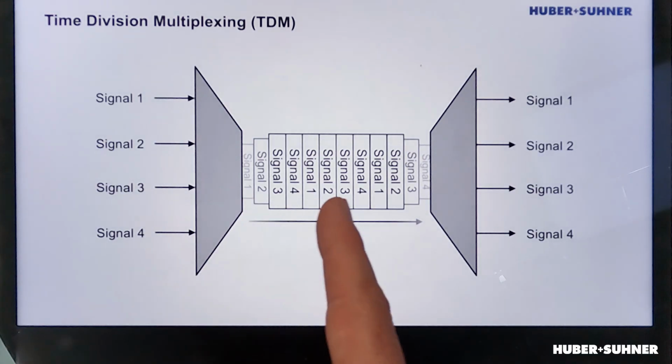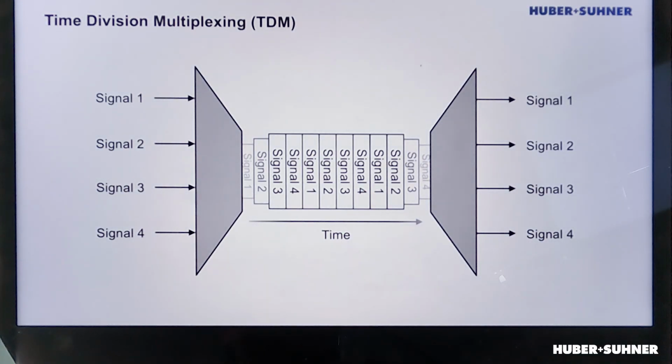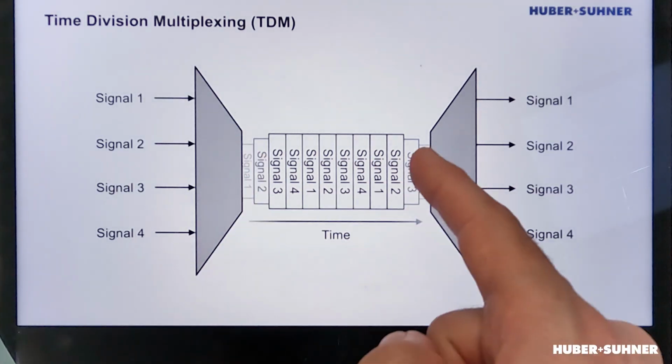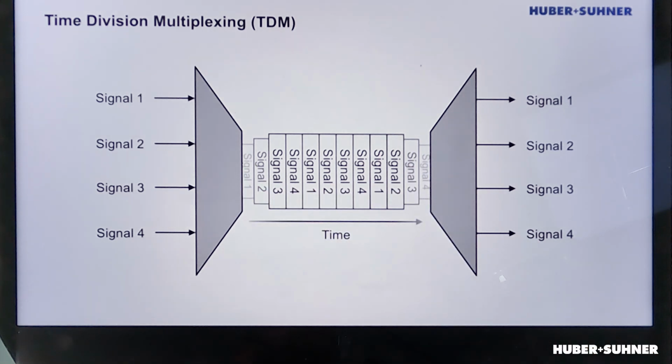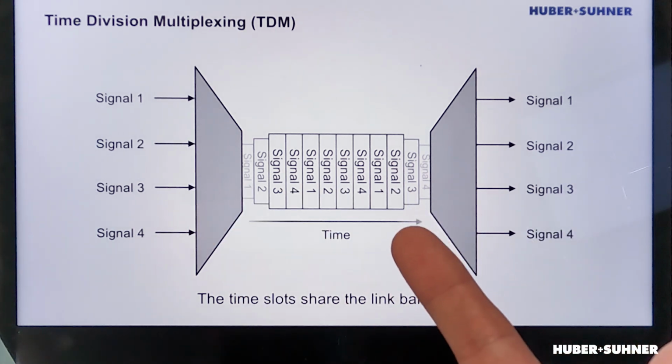And on the other side, we've got the asynchronous, also called statistical TDM, where the time slots are actually allocated dynamically to the individual signals depending on their bandwidth requirement. Now, unlike with WDM, TDM does not add to the overall bandwidth of that link. On the contrary, it is actually sharing that bandwidth between the different signals.